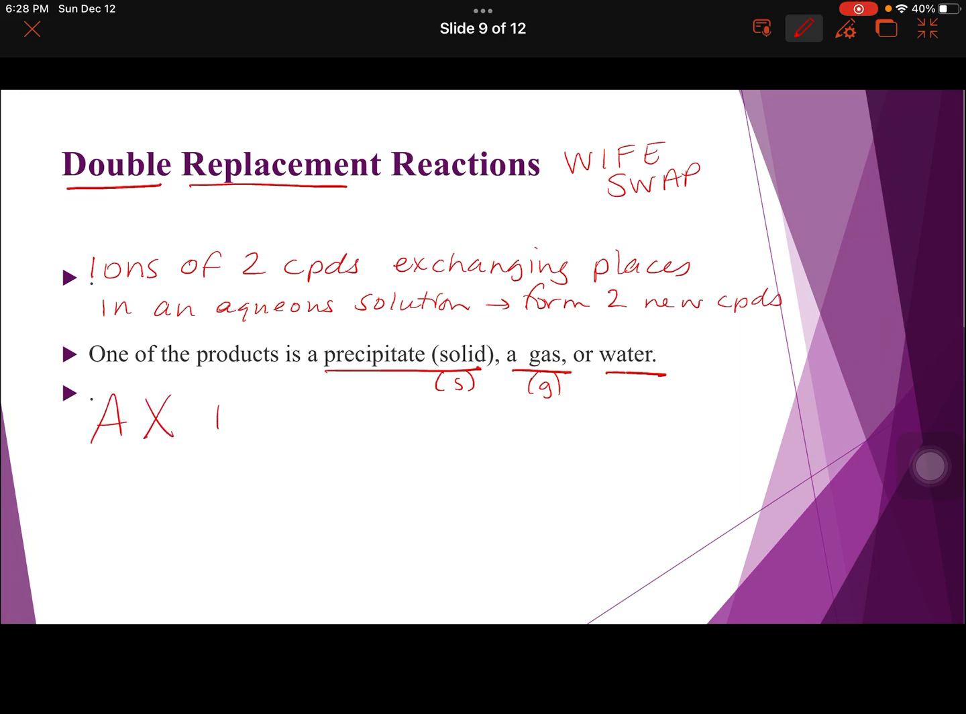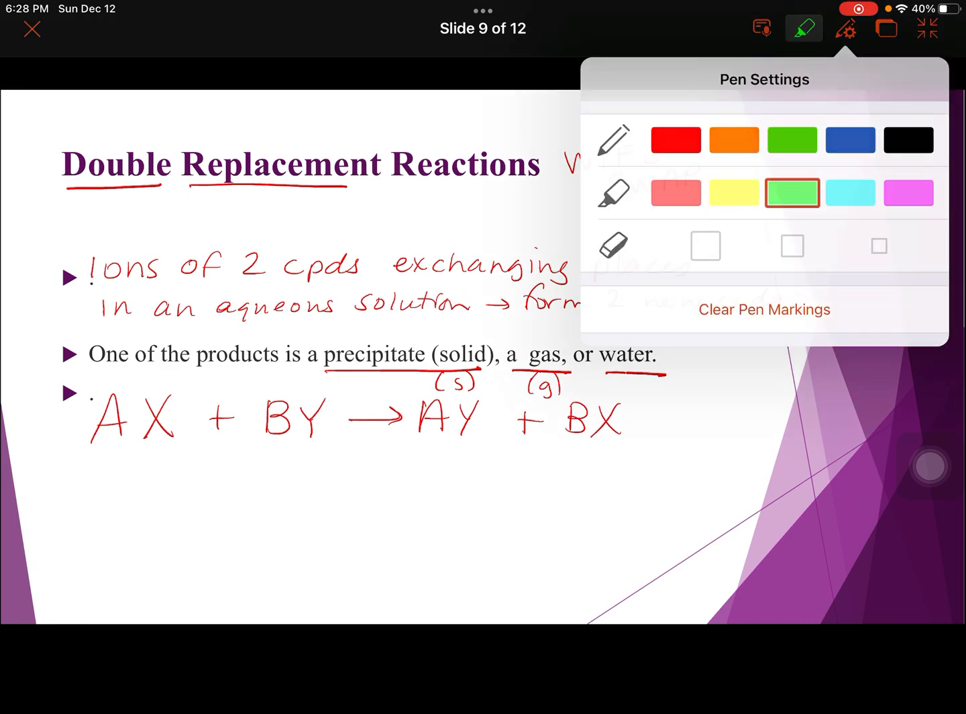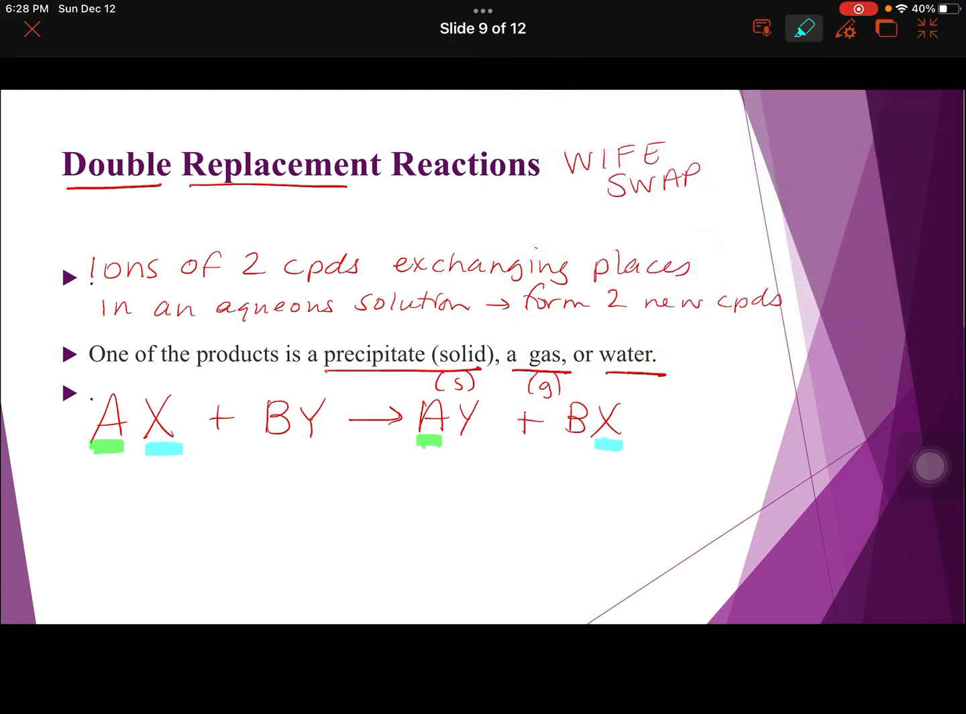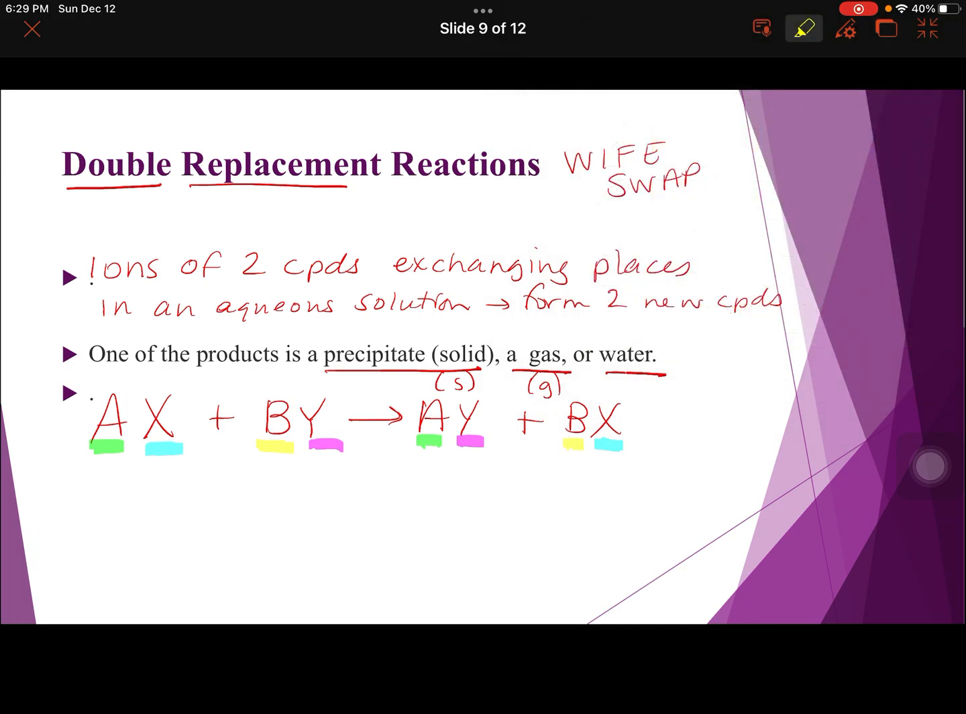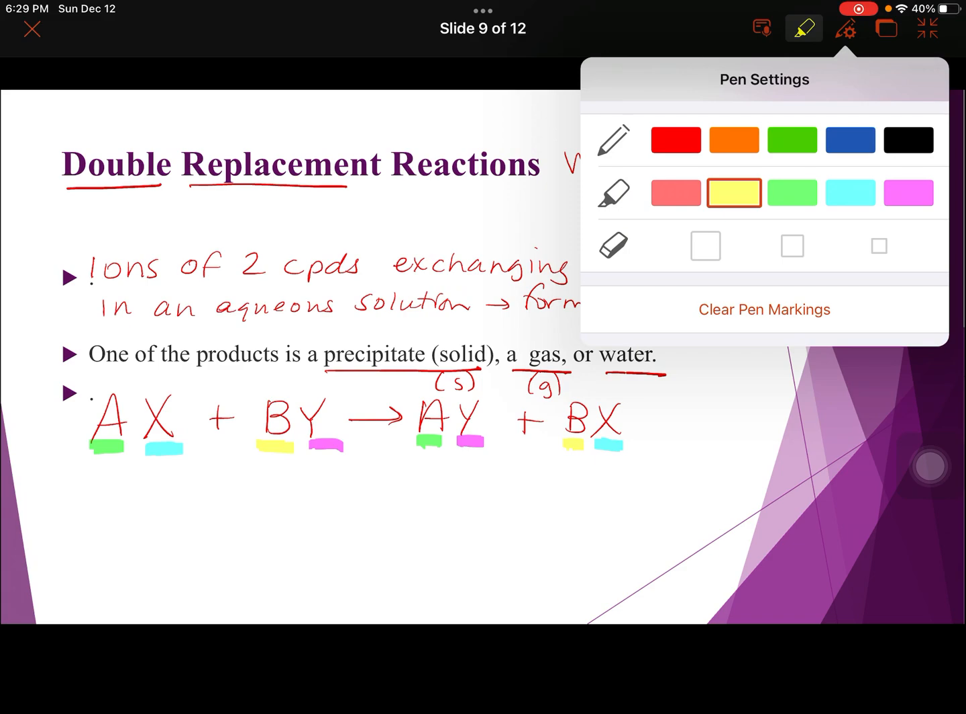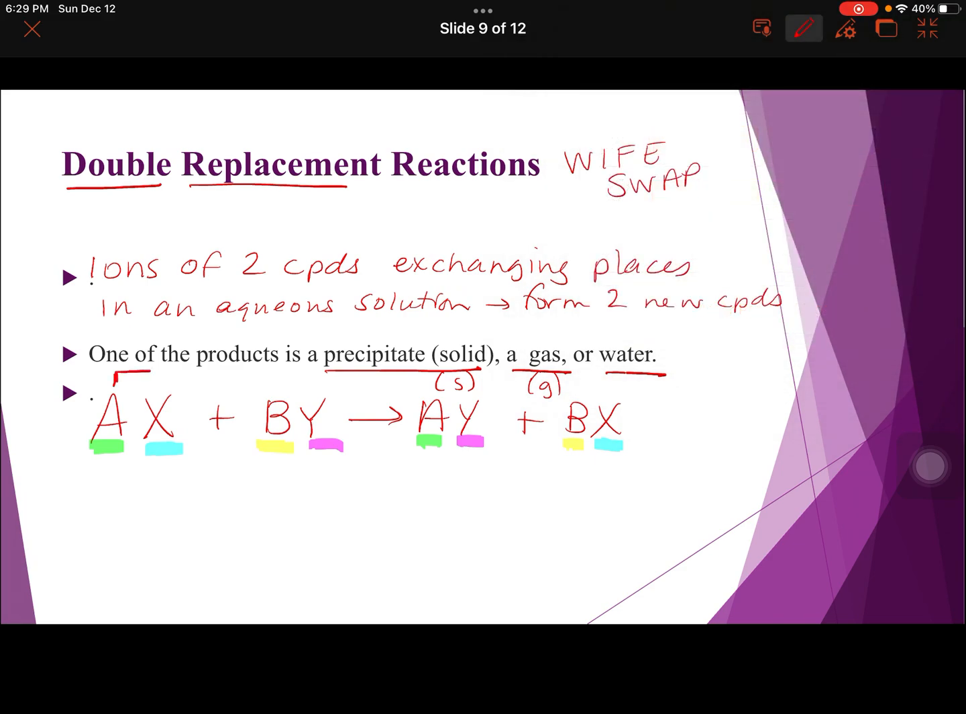So the format that these would take, you will have two compounds on the left and two compounds on the right. So look and see what happened here with the switching. A was partnered up with X. B was partnered up with Y. And when the switch occurs, A is partnered up with Y and B is partnered up with X. So generally speaking, all you're going to do is take the first member of each couple and just swap them with each other. So they're partnered up with their opposite.